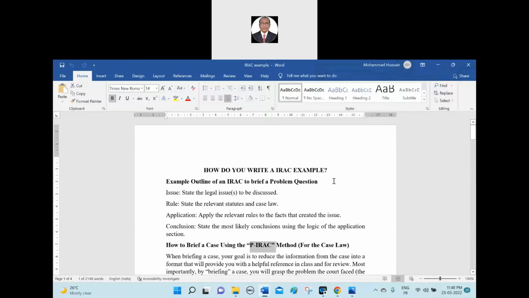P stands for problem. I stands for issue. R stands for reasoning. A stands for argument. And C stands for conclusion. So mine is: P stands for procedure, hyphen, I stands for issue, R stands for rule, A stands for application, C stands for conclusion. This can be done only when the case law is given.